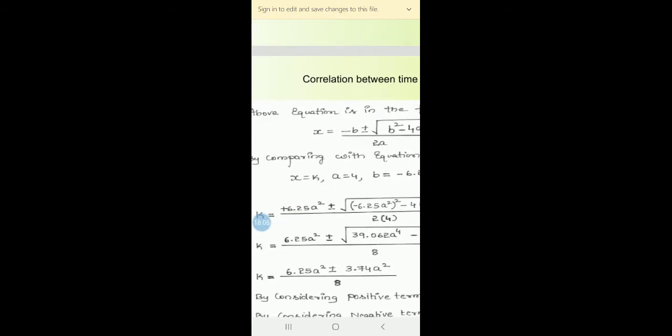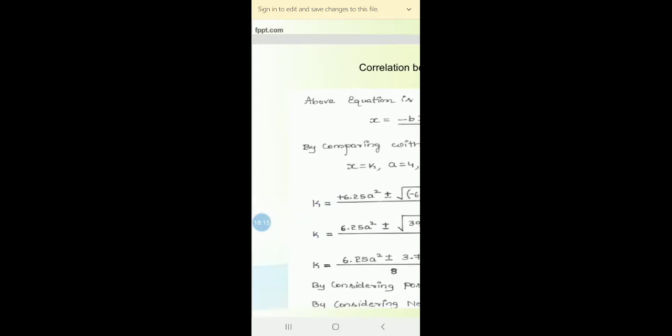Comparing with equation 2, we have x is equal to k, a is equal to 4, b is equal to minus 6.25 a square, c is equal to 1.5625 a raised to 4. Due to that, k is equal to 6.25 a square plus or minus root of (minus 6.25 a square) whole square minus 4 into 4 into 1.5625 a raised to 4, by 2 into 4. So k will come 6.25 a square plus or minus root of 39.062 a raised to 4 minus 25 a raised to 4, by 8. So k is 6.25 a square plus or minus 3.74 a square by 8.